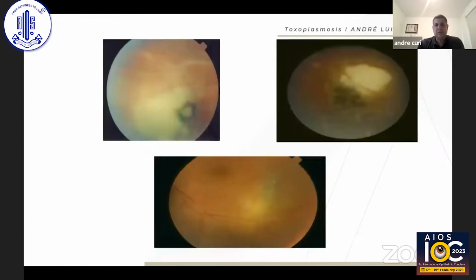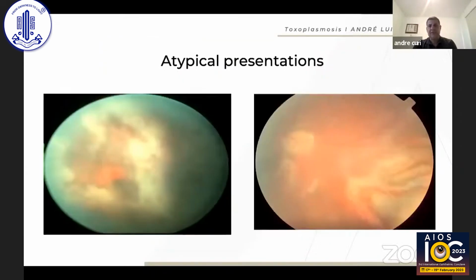The presentation is quite different, but you always see this hyperpigmented lesion and an area of active necrotizing retinitis. You can see atypical presentations, as I mentioned before, in the elderly, HIV positive and immunosuppressed patients. You have to make the differential diagnosis of acute retinal necrosis and viral retinitis.